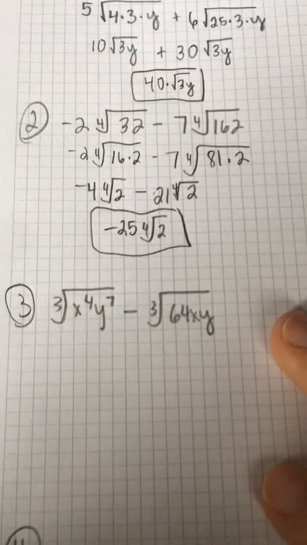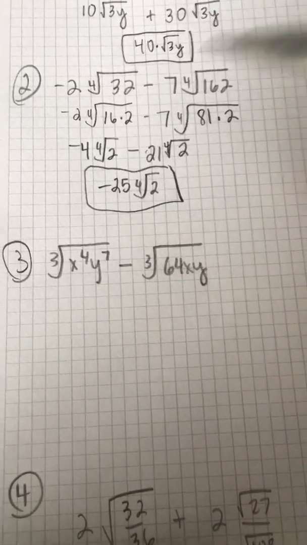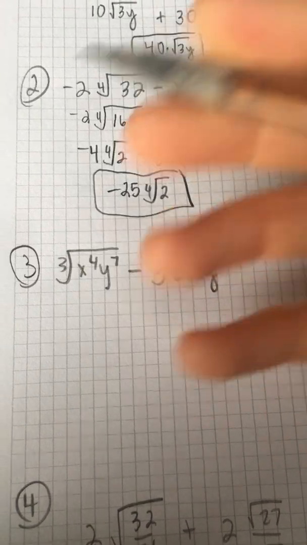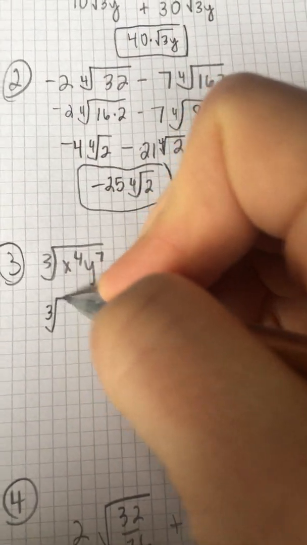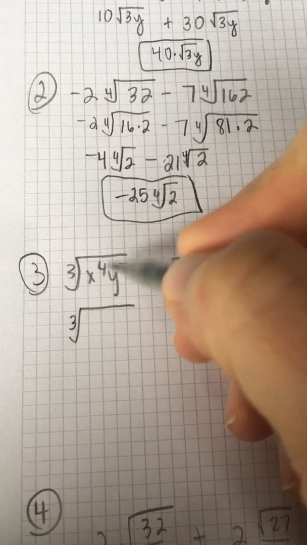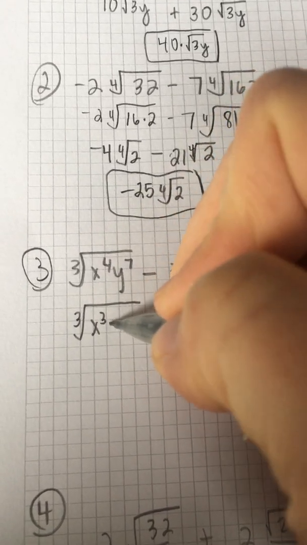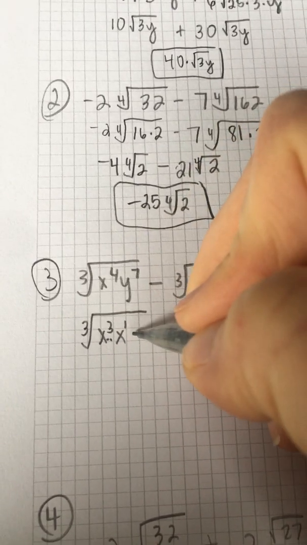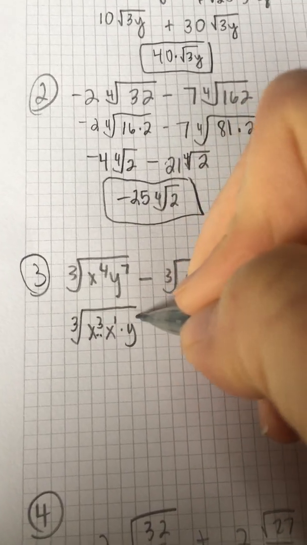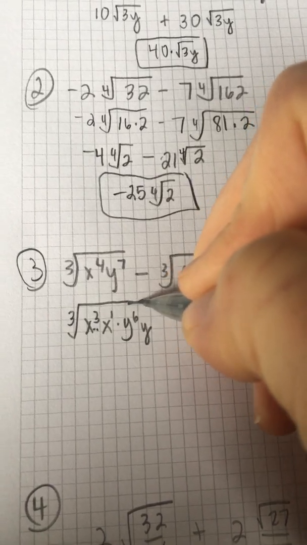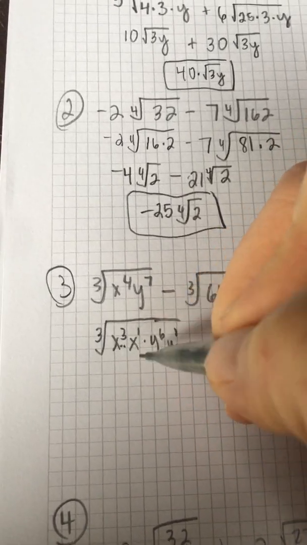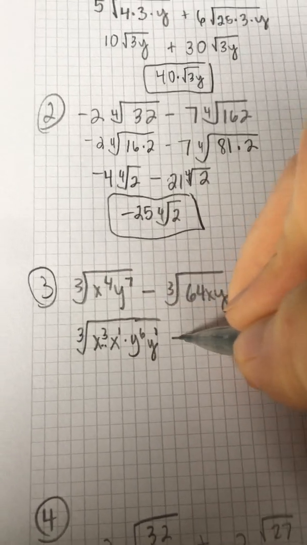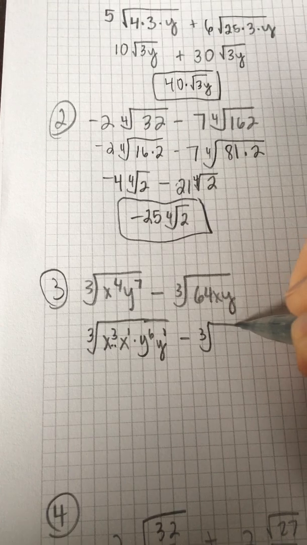Done. A cube root, practicing with cube roots. Well, I see more x's underneath than the index outside, so I'm going to break that up. 3 doesn't go into 4 evenly, so I'm going to break it up as x cubed times x. And then 3 doesn't go into 7 evenly, so I'm going to break that up into perfect and not perfect, which will be y to the 6th and y to the 1st. Right, so this is perfect, this will come out, this is perfect, this will come out, and that and that will stay in. Minus the cube root, I'm going to work with 64.